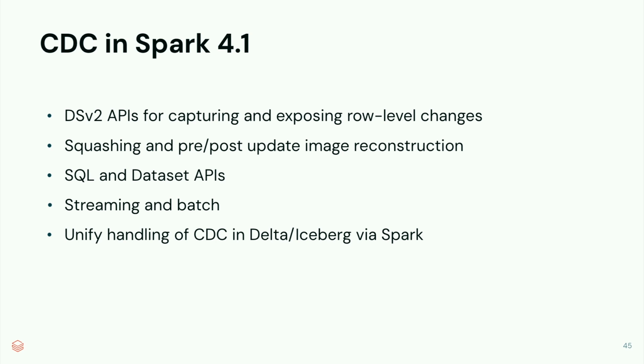The Spark community is committed to fixing that. So we're designing the proper DSv2 APIs that would allow connectors to both capture and expose row-level changes. Spark would also have the logic for squashing the changes across the sequence of transactions and presenting a net view of what changed between point A and point B in the table history. I'll walk through an example just in a second.